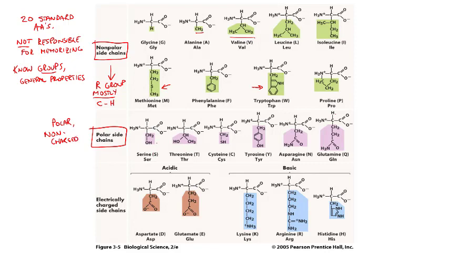So serine and threonine have alcohol groups in there. Cysteine has an SH that's not exactly a polar side chain, but I understand why they put it in there. And then asparagine and glutamine have amides on the side chain. And then we have the charged amino acids at the bottom. So we've got two that are, this figure says acidic, but I prefer to think of them as negative at pH 7. And then we've got basic, which are positive at pH 7. All right.